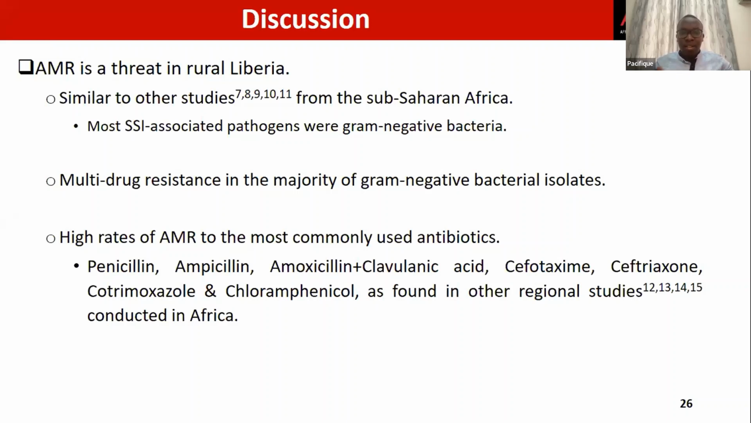And then the most commonly used antibiotics are no longer effective to treat the most common infections. This will involve the need for new antibiotics, which would be expensive, but also which may not be accessible to health facilities in low-income countries.